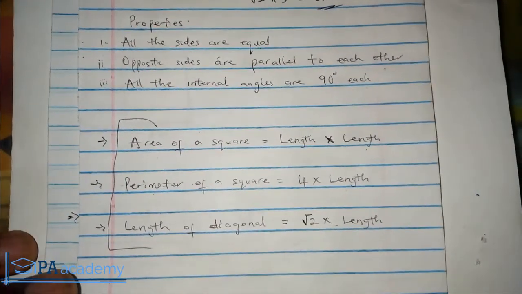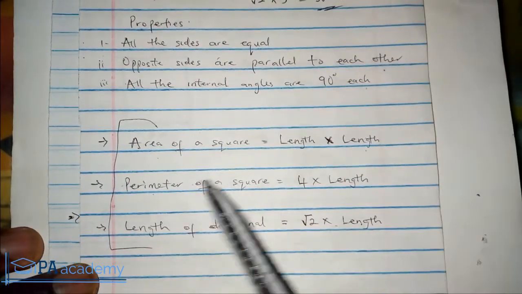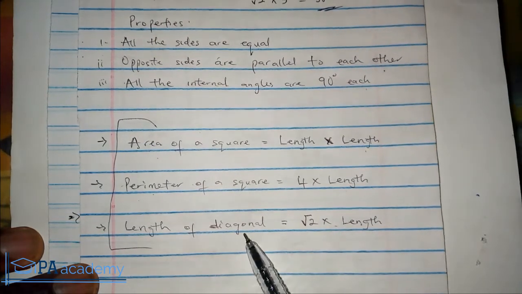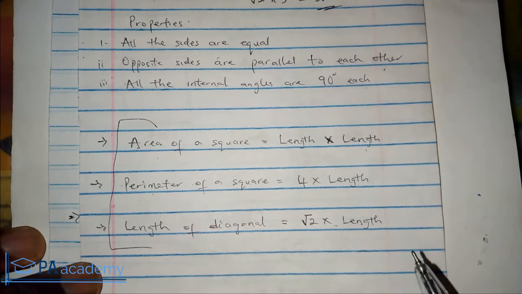So these are the formulas again. For the area, length times length. For the perimeter, we have 4 multiplied by the length. Then for the length of the diagonal, we have root 2 multiplied by length.